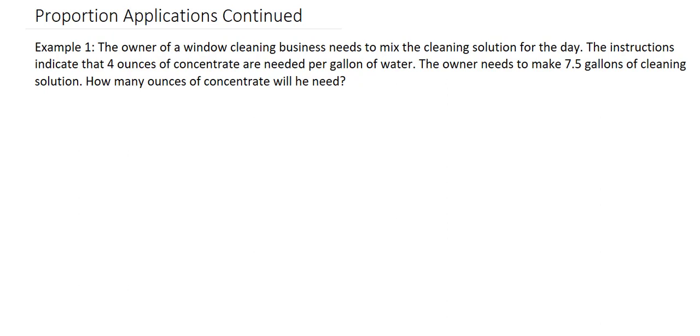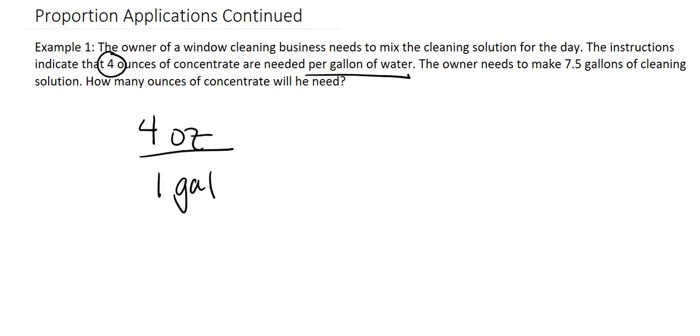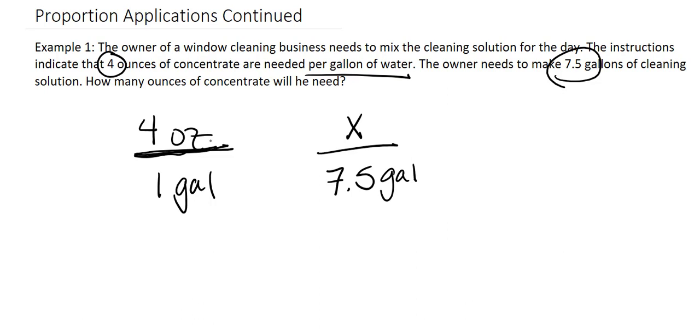So let's think about our ratios here. We have 4 ounces per gallon of water, so we would put 4 ounces per 1 gallon, right? And what's the other thing we need? Well, we need 7.5 gallons for the day. So we could put 7.5 gallons, but we don't know how much concentrate we need, so we can put that as X, right? And we're putting X on the top because that's the ounces, and the gallons are on the bottom because we've indicated it right here as 4 ounces per 1 gallon.